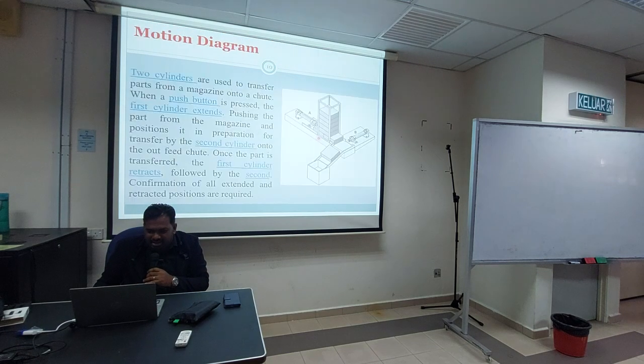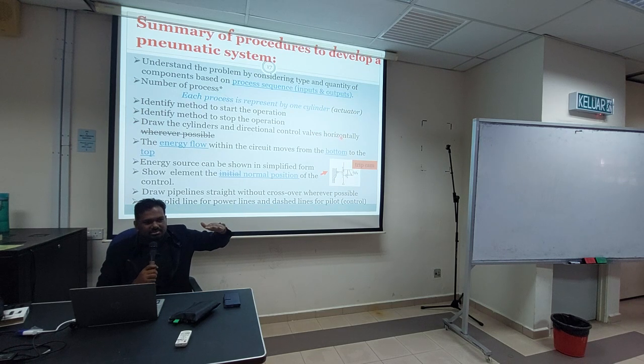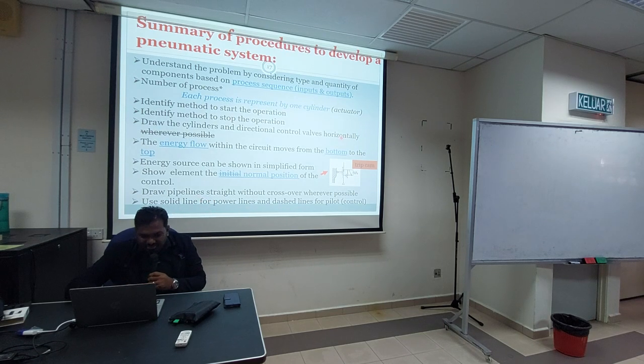So itu yang dia bagi tahu dekat sini lah. So that is what is mentioned here. Draw the cylinder and direction control valve horizontally. Semua flat. Okay, so that you can understand. So jangan tiba-tiba lukis straight, so it will be confusing.